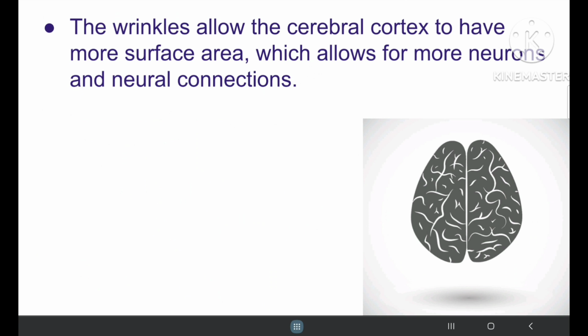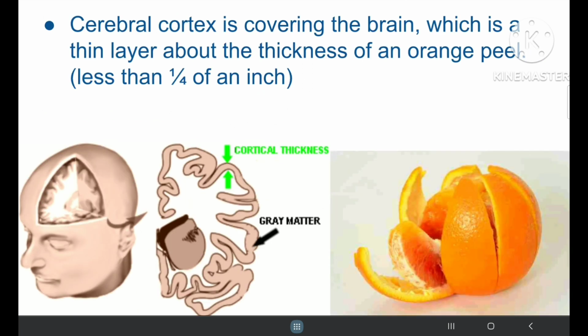The wrinkles of cerebral cortex allow the cerebral cortex to have more surface area, which allows for more neurons and neural connections. Cerebral cortex is covering the brain, which is a thin layer about the thickness of an orange peel, which is less than quarter of an inch. In this diagram, you can see how the cerebral cortex is covering the brain.